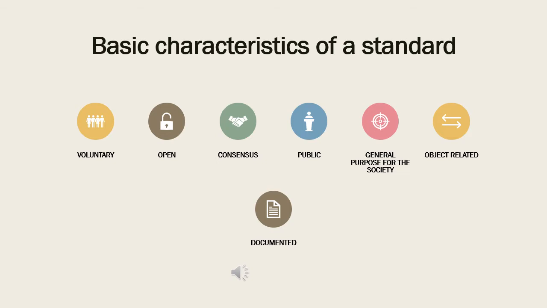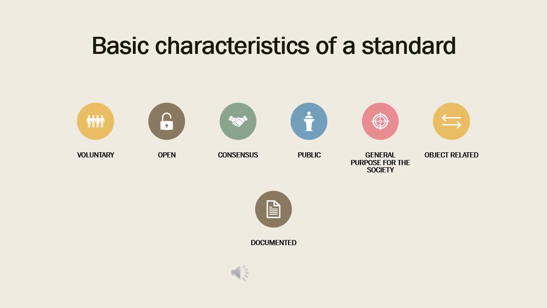Then you have object related. By object related, it should be aimed at a certain product. As we said, human beings manufacture or make so many things, and each and everything that we make has to be standardized before it is consumed or before people use it.